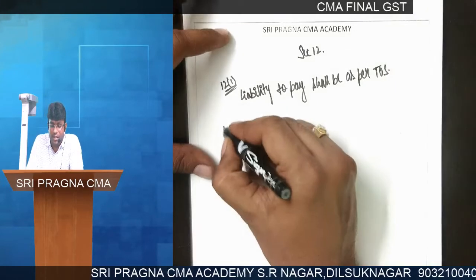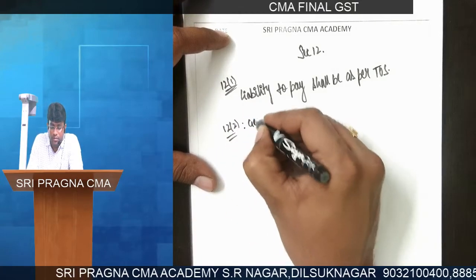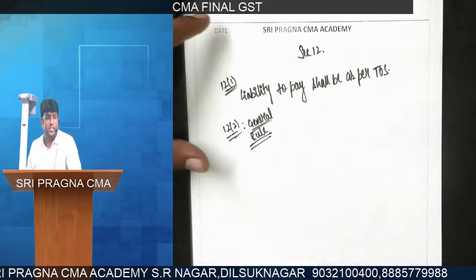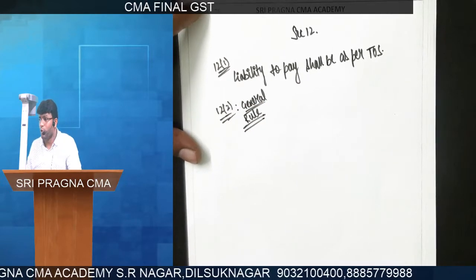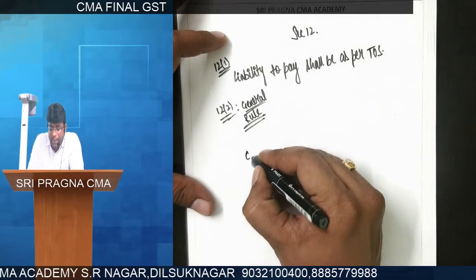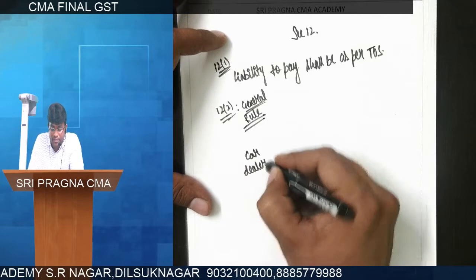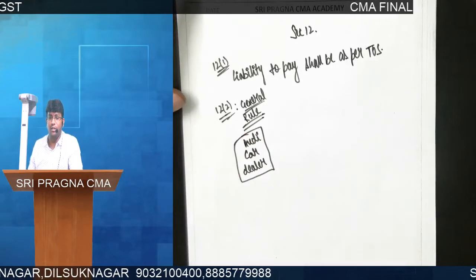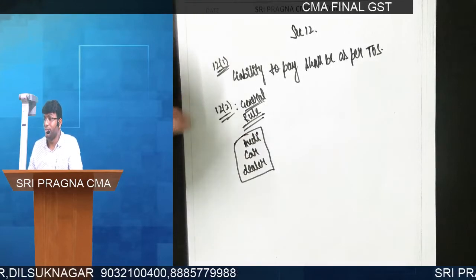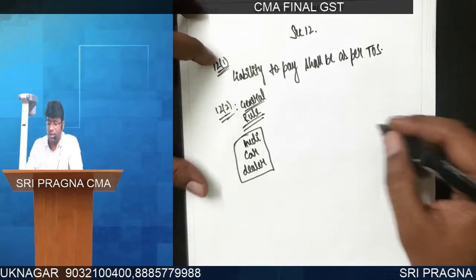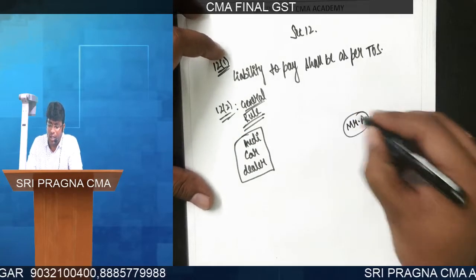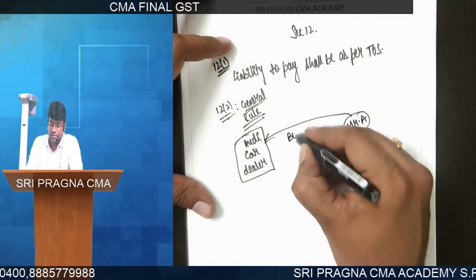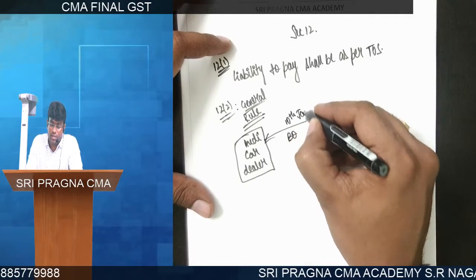Friends, next see. 12(2). General rule. Very, very important rule. First listen carefully, then we'll write down. Wait 2 minutes. Sir, let's say there is one car dealer. Audi car dealer. One person, Mr. A, approached the Audi car showroom on 10th Jan 22.